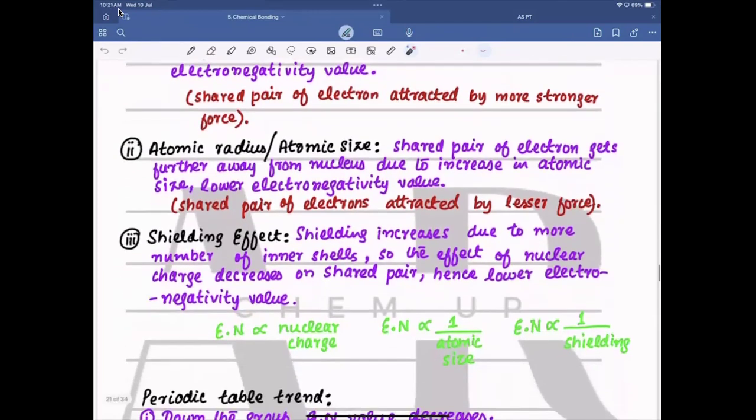So we have these three factors. Electronegativity is directly proportional to the nuclear charge. The more the nuclear charge, the greater the electronegativity. The bigger the atomic size, the lower the electronegativity. The greater the shielding effect, the lower the electronegativity, because there are more electron shells which provide shielding effects. Hence the forces of attraction get weaker, and hence the electronegativity gets weaker. Is this clear? Yes, sir.